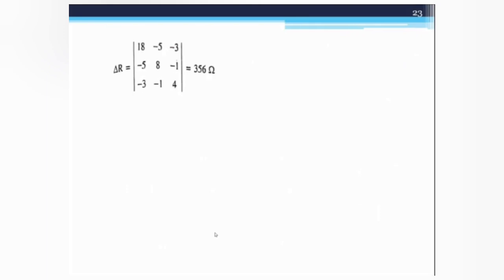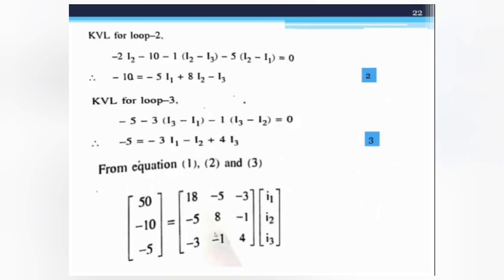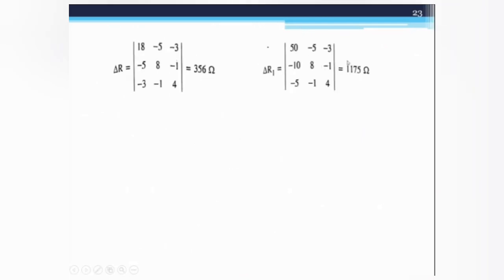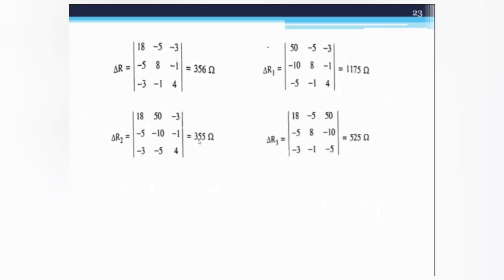Similarly, D1, if we replace the first column of this matrix with this one, 50, minus 10, minus 5, and find the determinant, it is called the D1. It is 1175 ohm, right? We replaced the first column. Similarly, when we replace the second column, it is D2, with 50, minus 10, minus 5, right? The determinant is 355. Similarly, D3, replace the third column. The value of D3 is 525 ohm.